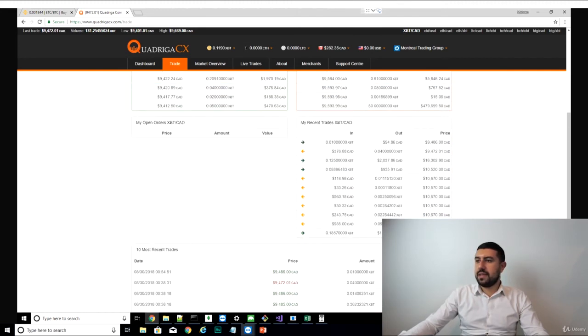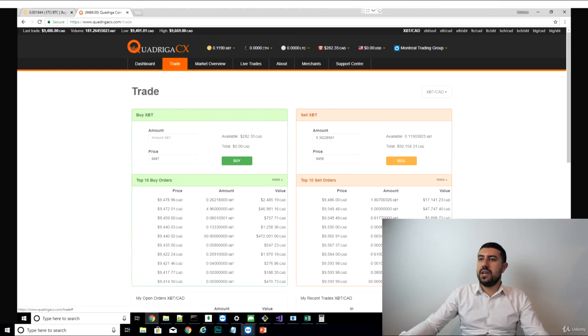So I see here that I just bought 0.01 at this price, which is the price that I saw for that amount. So now I have some more Bitcoins. Here when I check, now I have, instead of 0.1, I have 0.11.